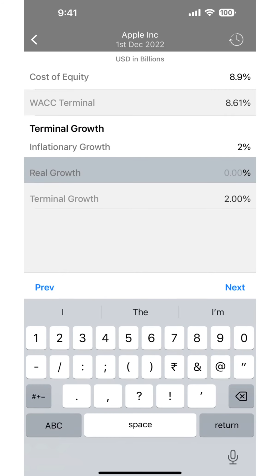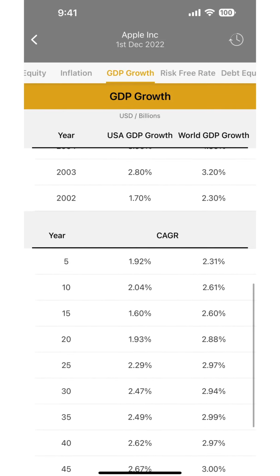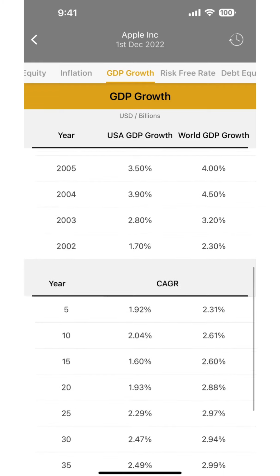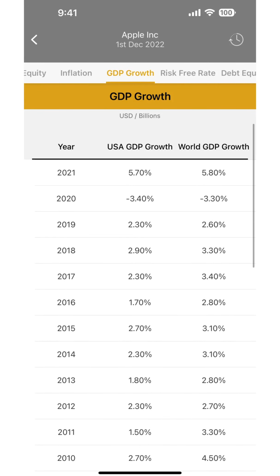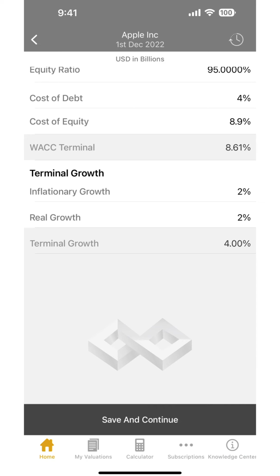The real growth expected into perpetuity should take into account the country GDP growth rate, industry growth rate, and the world GDP growth rate. The user may click the history icon to check the history and check the CAGR of GDP growth for the country and the world for up to 60 years. Here, we assume Apple's real growth to be in line with the world GDP, and hence the real growth is taken at 2%. You will need to ensure that the terminal growth is not greater than the weighted average cost of capital for the company.